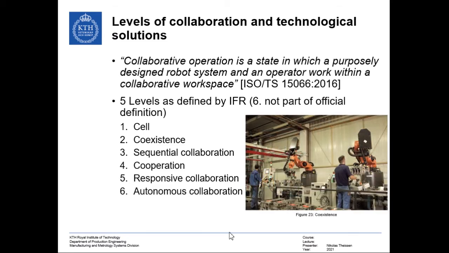And the next level is coexistence. Coexistence is characterized by the fact that there are no physical barriers to separate the working spaces, but light fences or other presence sensing devices lead to a program stop in case the robot and the worker start sharing a workspace.